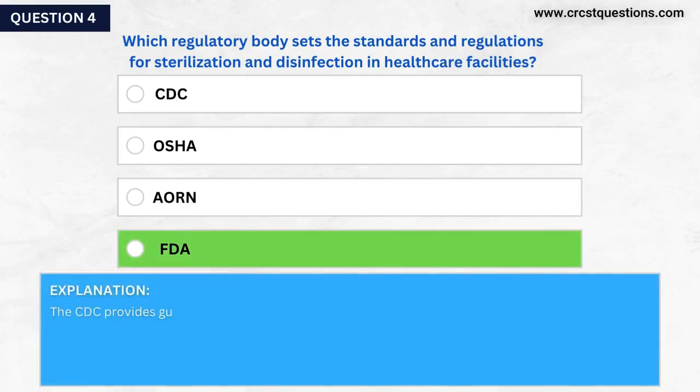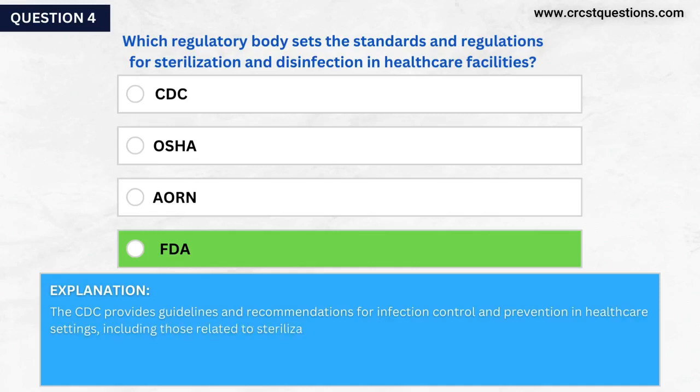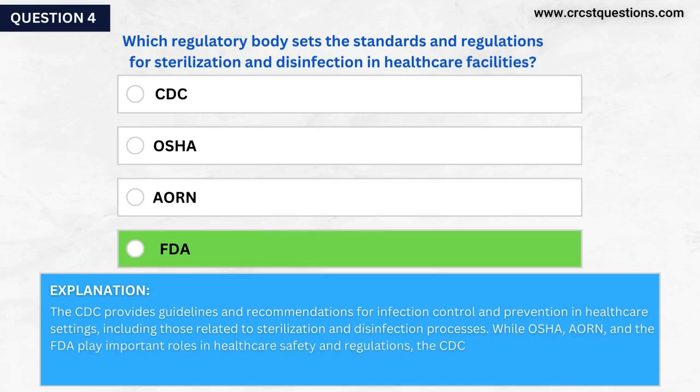Explanation. The CDC provides guidelines and recommendations for infection control and prevention in healthcare settings, including those related to sterilization and disinfection processes. While OSHA, AORN, and the FDA play important roles in healthcare safety and regulations, the CDC is particularly known for its guidelines in this specific area.